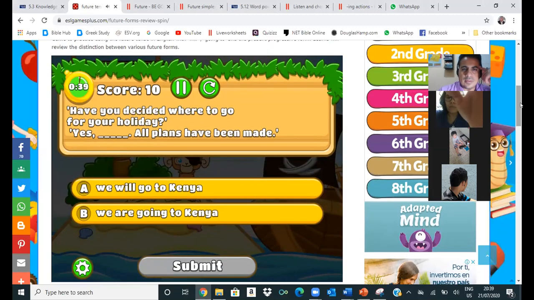Choose the correct answer. What do you think? I'm going to read it. Have you decided where to go for your holiday? Yes. All plans have been made. A or B? B. Why B? Because you already decided. Okay, very good.